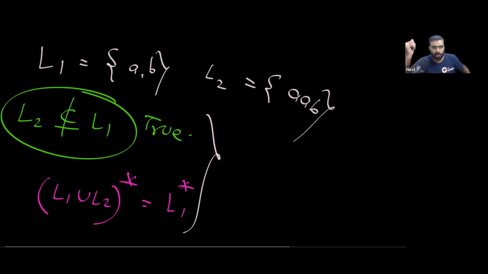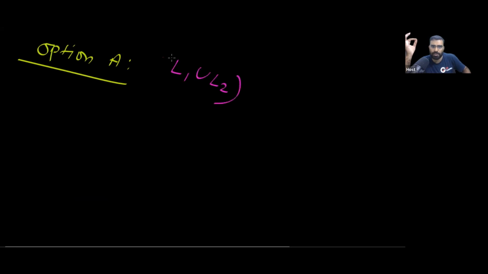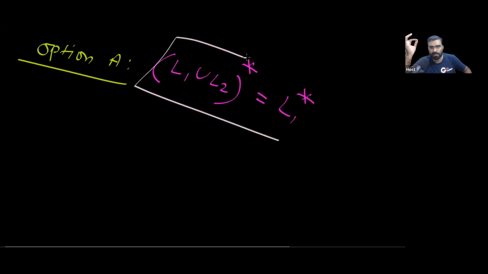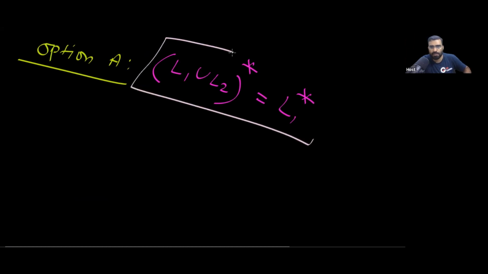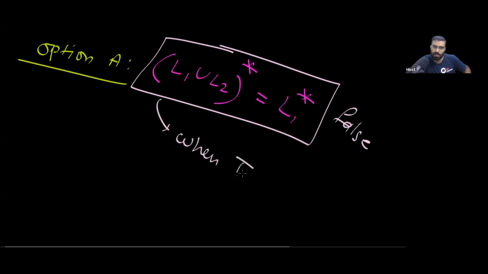So actually what I want to tell you is this. This was your option A. Option A was this: (L1 union L2) whole star is equal to L1 star. And we wanted to say when this happens. Now, this option A is actually false. But we wanted to see when this is true, right? Yes or no? Now, let me tell you when this will be true.